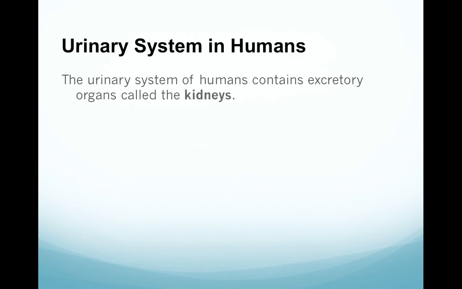The urinary system in humans contains the kidneys as the primary organ for excretion, and they are one of the chief organs of homeostasis in the human body because they're the ultimate regulators of blood composition. The kidneys produce urine by filtering the blood and concentrating the waste products to get them out of your body.